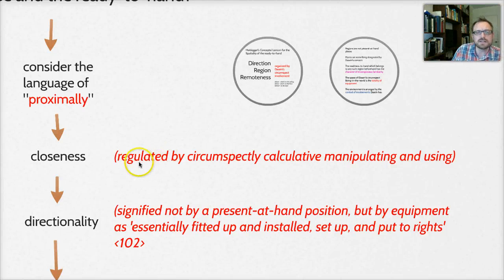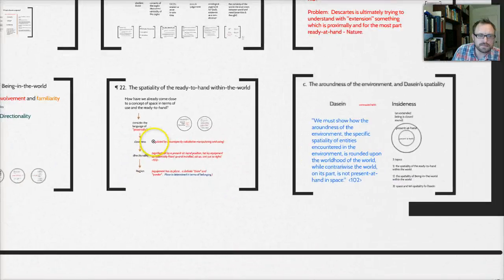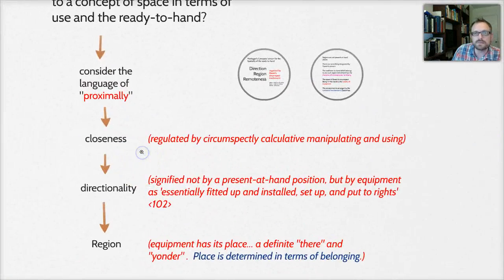So closeness here, he says, is regulated by circumspectly calculative, manipulating, and using, right? So closeness, how I know if the book is close to me, depends upon my circumspection and my calculation in terms of how I can use something, right? And of course, closeness, whoa, I'm sorry, I'm using the Prezi program, and it drives me nuts sometimes.